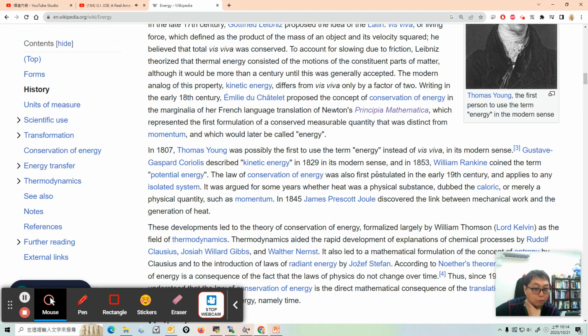Before the 19th century, we knew force and momentum because of Newton's laws of motion. The other thing is energy conservation. Today we think energy conservation is kind of common sense, but before the 19th century, that's not true. We didn't know anything about so-called energy conservation. So energy conservation came up very late in science history.